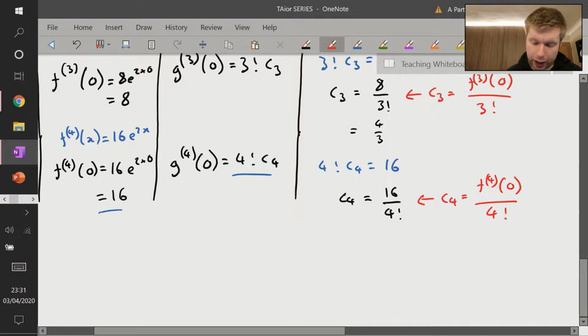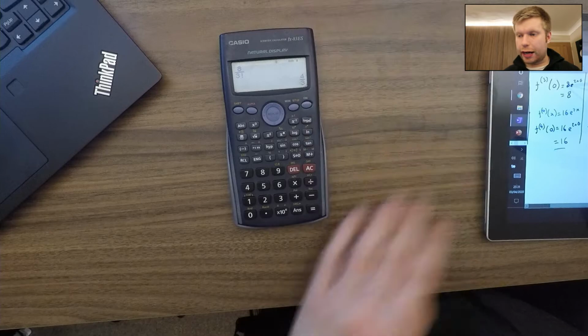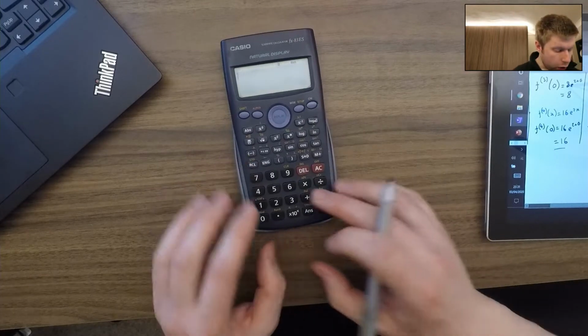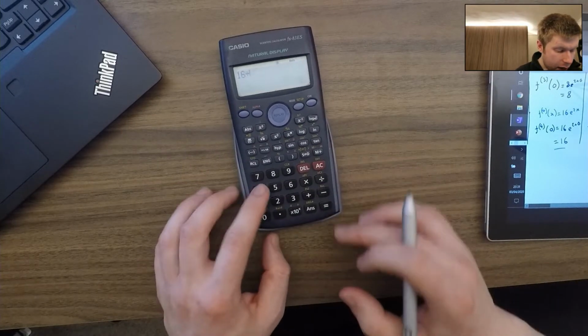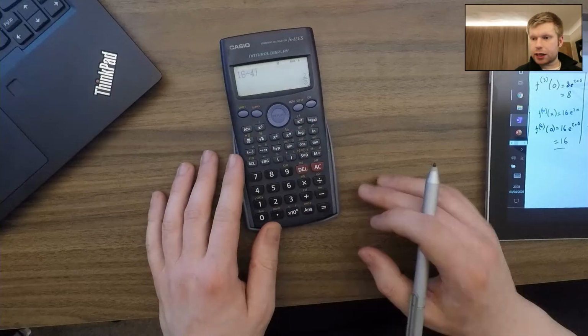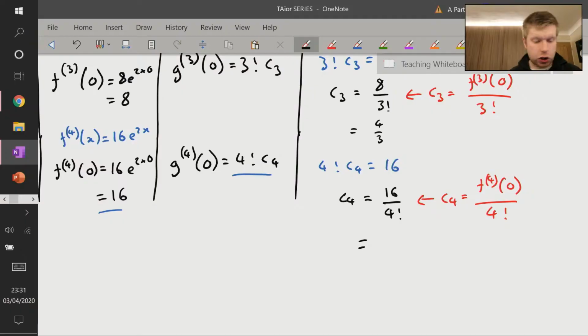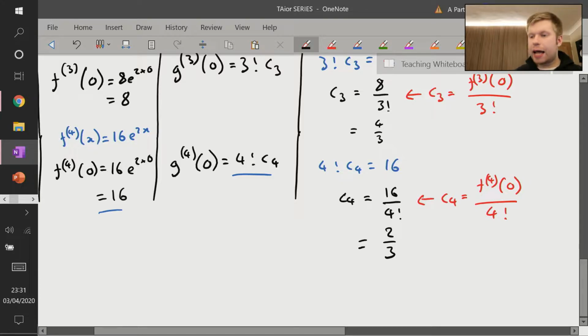Now, let's just quickly work out what this is equal to. So let's come over to our calculator and let's go, well, what's 16 divided by 4 factorial? Okay, so 16 divided by 4 factorial comes back as 2/3. So as I know, this thing here is going to be equal to 2/3. Okay, so that is the next term in my function.